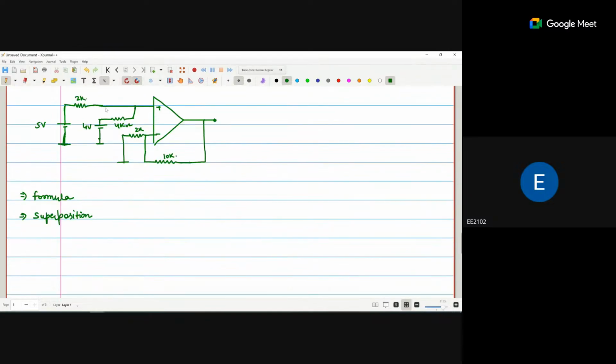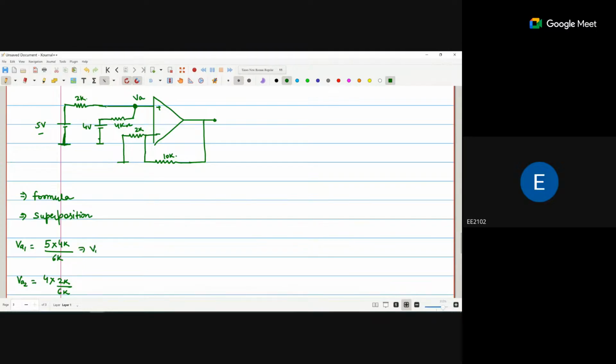Okay, so if we apply the superposition theorem, because of 5 volt, we are getting the VA1 here. This is the total VA. So VA1 is 5 volt into 4K divided by total 4 plus 2, 6K. Okay, and if we consider the 4 volts, we are getting the VA2. VA2 is 4 multiplied by 2K divided by 6K.